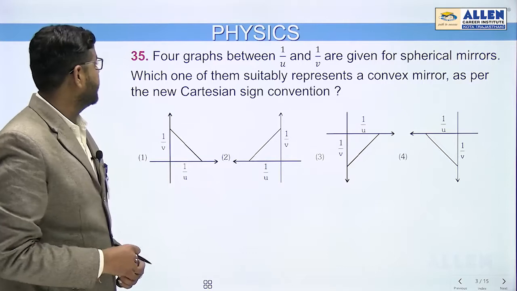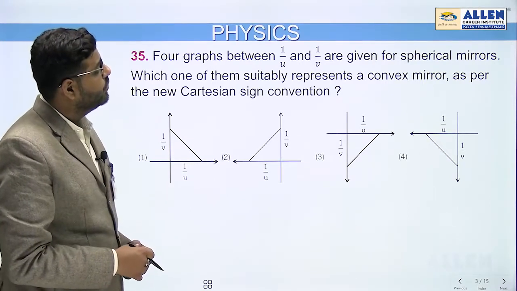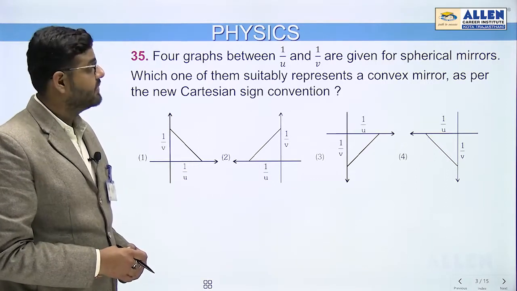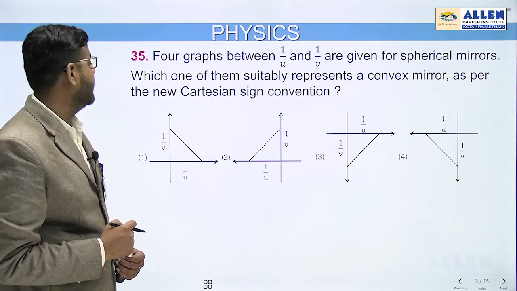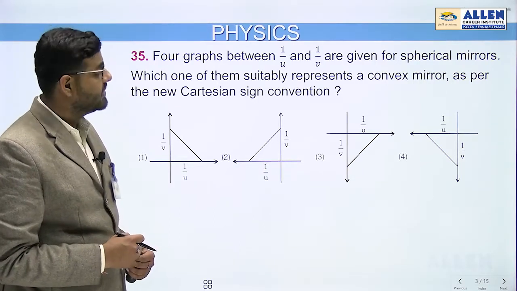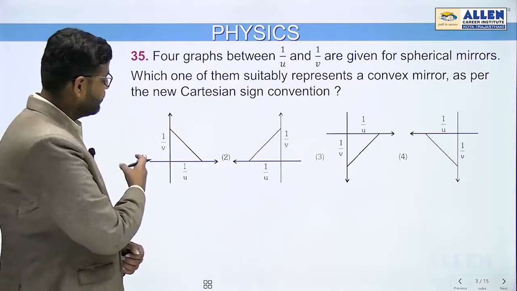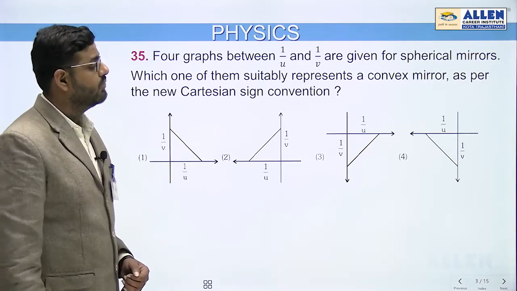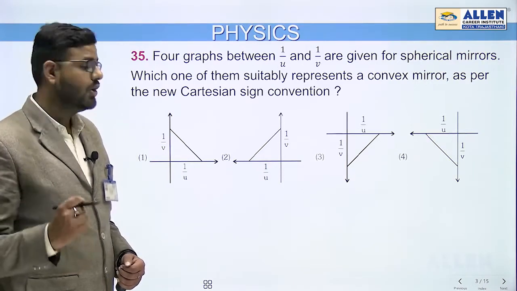So let us see the next question, that is question number 35. Four graphs between 1 by u and 1 by v are given for spherical mirrors. Which one of them suitably represents a convex mirror as per the new Cartesian sign convention? Okay, so here we have four graphs given in options 1, 2, 3 and 4. So we have to find the correct graph between 1 by v and 1 by u.